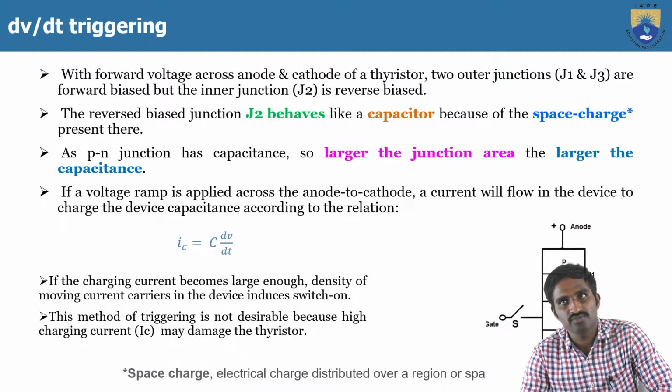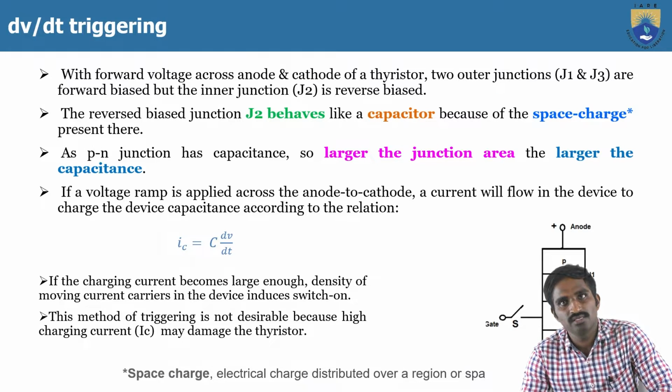As we know, in the reverse biased condition, the junction J2 behaves like a capacitor because of the space charge present at the junction J2. What is meant by space charge? The space charge is nothing but the electrical charge distribution over a region or a space, which means there is a charge distribution across the junction J2. That's why we can consider the junction J2 to behave as a capacitor.